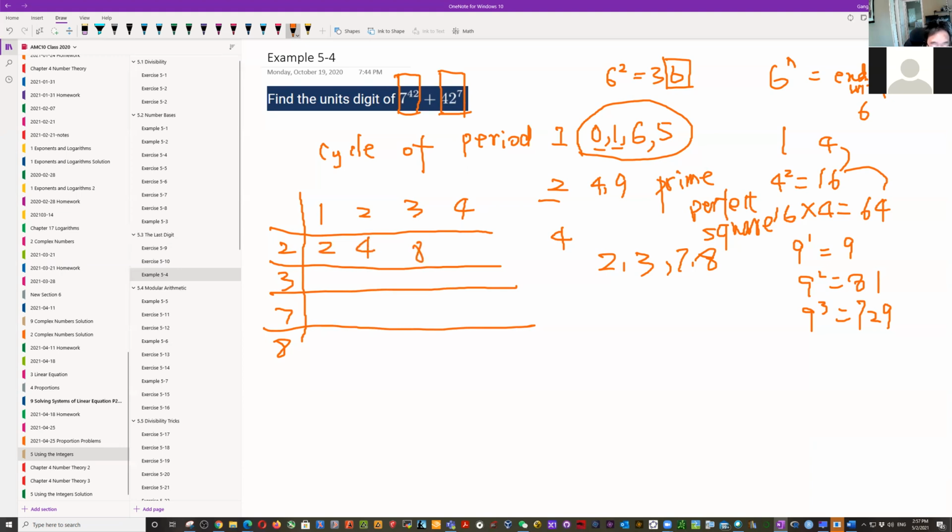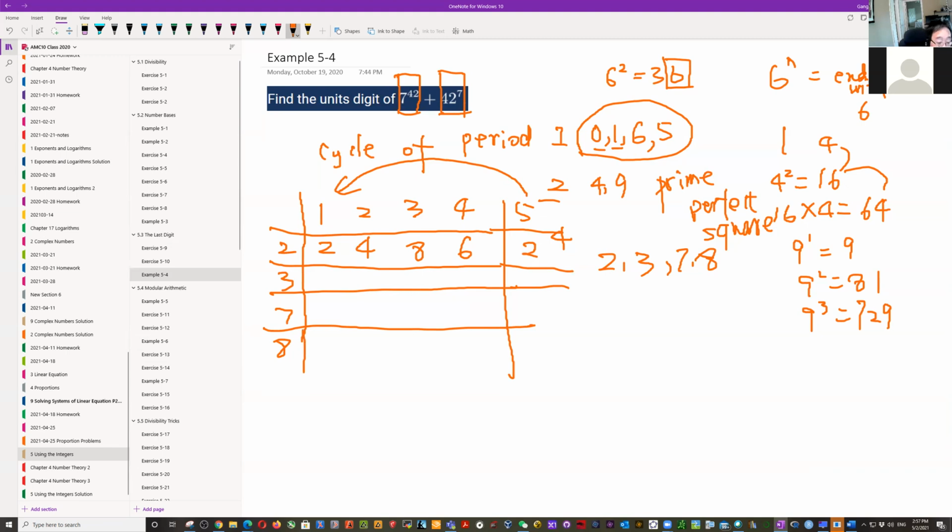2 to the third power is 8. 2 to the fourth: 2 multiplied by 8 equals 16, so 6. I'm going to ignore the 1, because we only care about the last digit. Then on the 5th power, I just make sure that I cycle back, repeating the pattern. 2 multiplied by 6 equals 12, and the last digit is 2. Indeed, I go back to 1... no, I go back to 2. So at the 5th power, it goes back to the start. That's the period of 4.